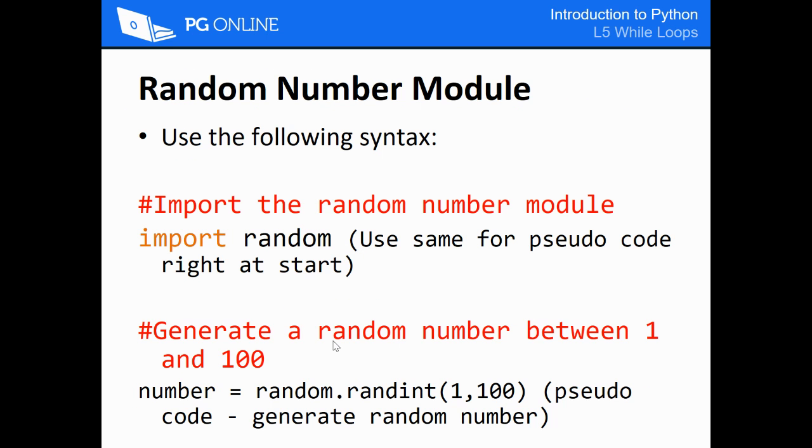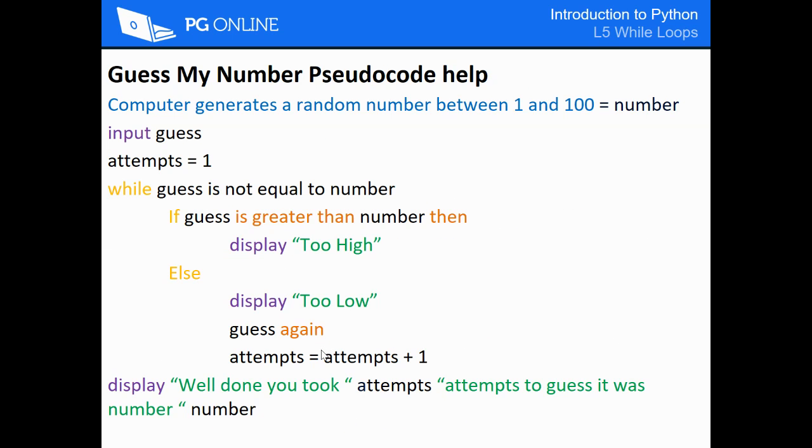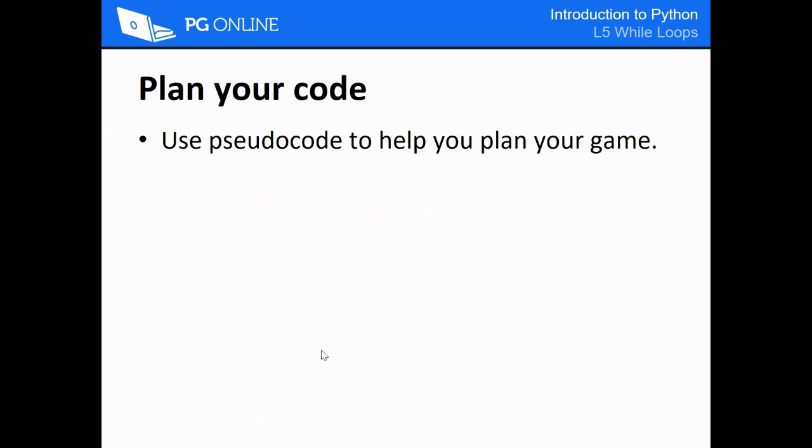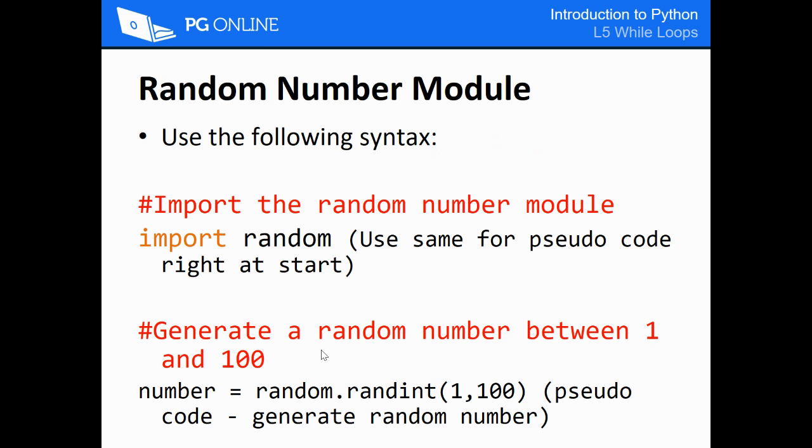The other thing you need to do is import random. So use the same for pseudocode right at the start. This will help you import the random number in your code. So we go back. This one doesn't have it yet. And again, this will help you put the code in and generate the random number for you, which again, I'll show you a help video. If you're still stuck, the help video will make things a bit clearer for you in a moment when you're on your workbook.